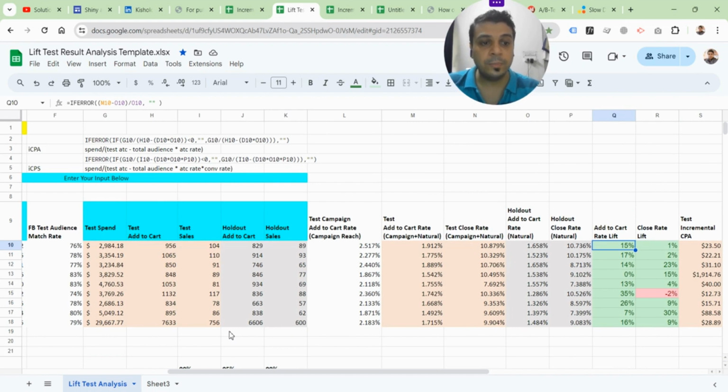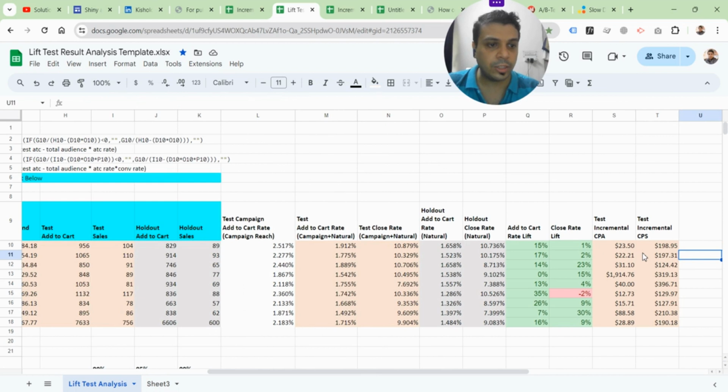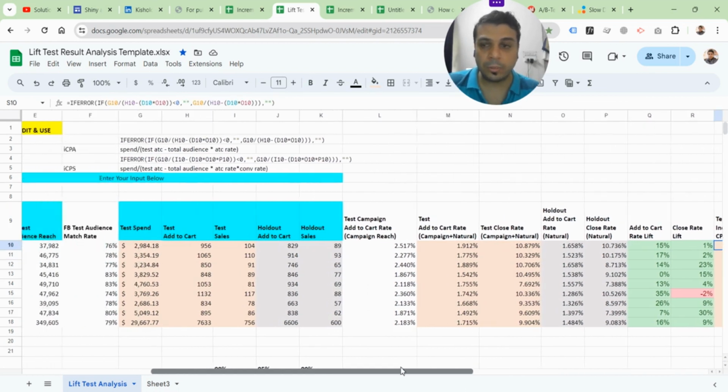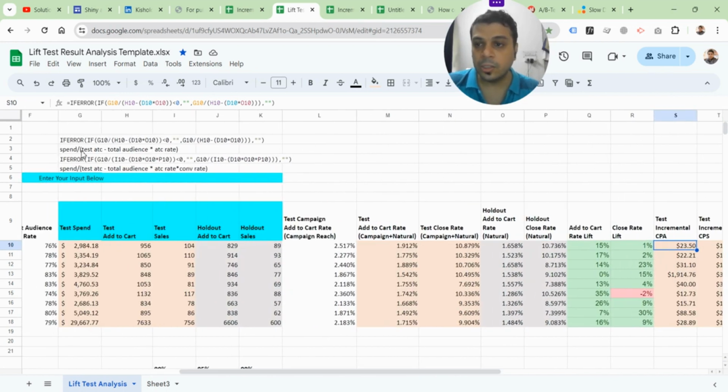So add to cart rate lift has quite a few formulas here. I've actually written down a couple of these formulas, and I've also broken them down for you. So let's just skip this and directly jump into the incremental CPA, and that probably is going to be taking care of everything. So if we look at incremental CPA, it's simply being calculated like this. I'm not obviously explaining each cell reference. You can pause the video and look them up as well if you want.